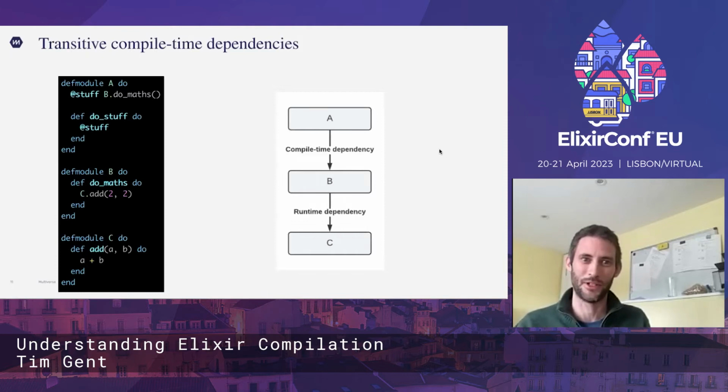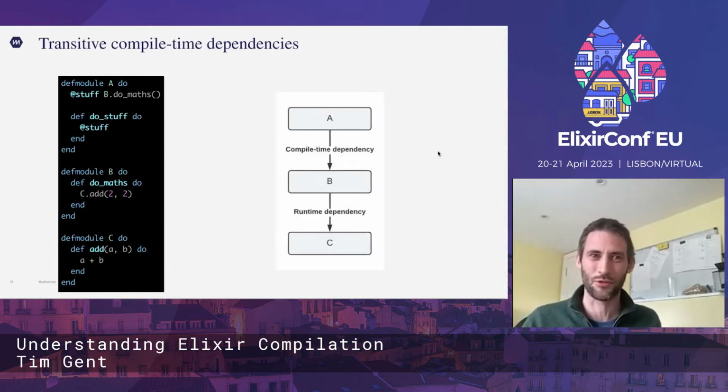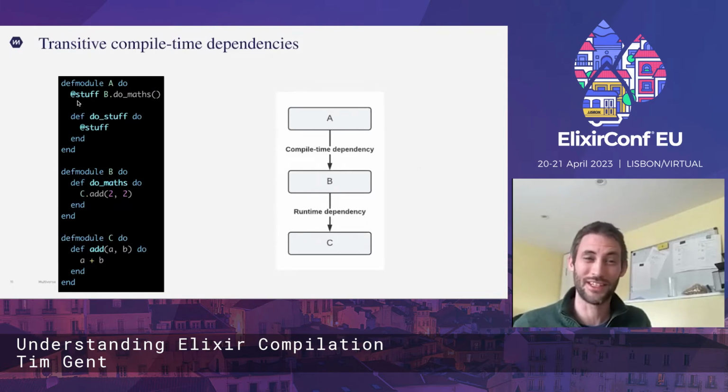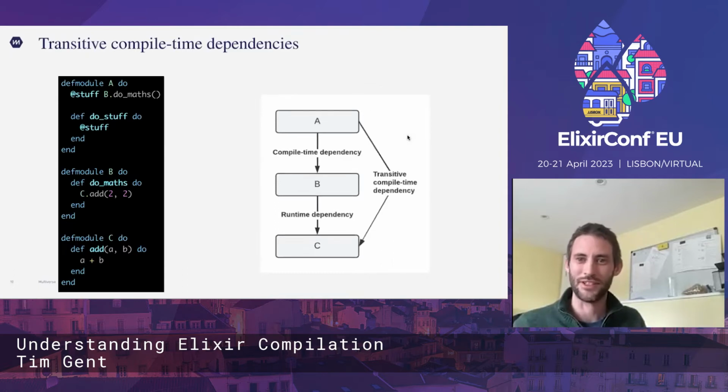It's about to get a little bit trickier. The next thing to talk about, and the most gnarly bit of this talk really, is transitive compile time dependencies. So this is an example. Module A here has a compile time dependency on module B, just like we saw before. The catch is module B then has a runtime dependency on module C, because it's calling the C.add function. So we end up with a dependency graph a little bit like this. What that means is that A now has a transitive compile time dependency on C. That means if I change anything in this C module, it also is going to recompile module A.